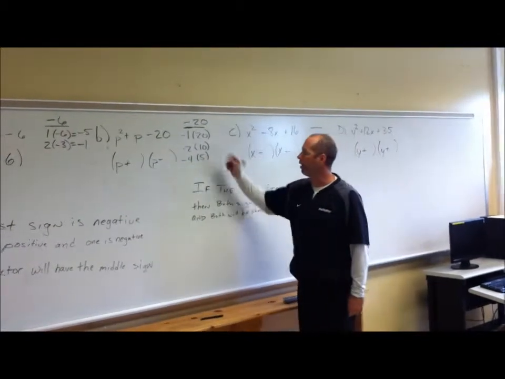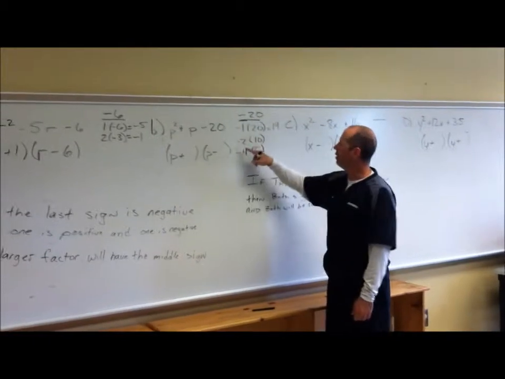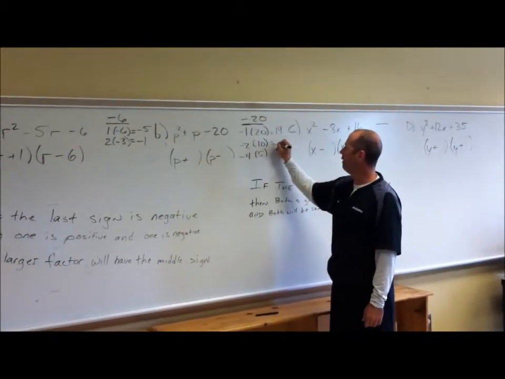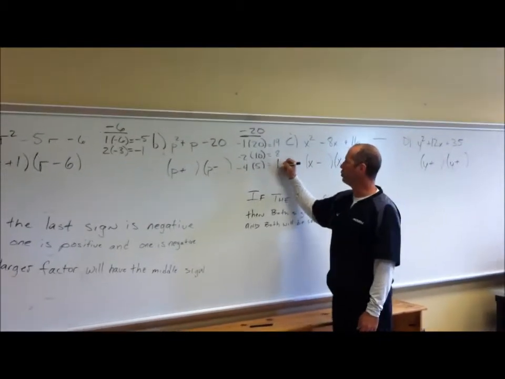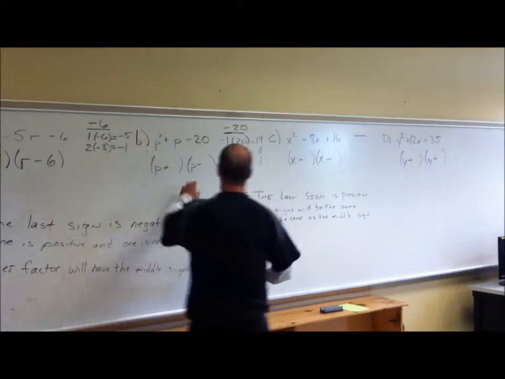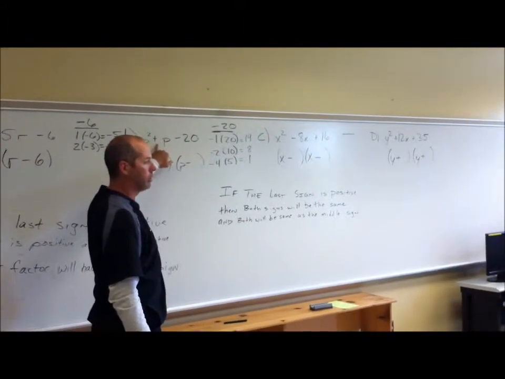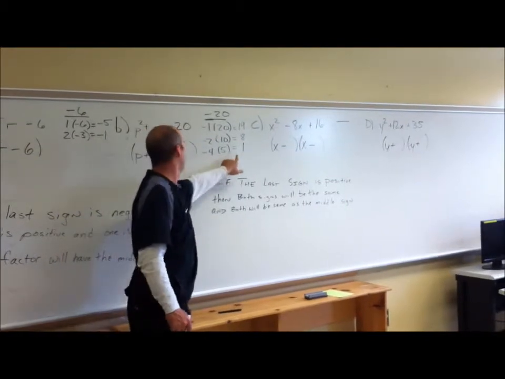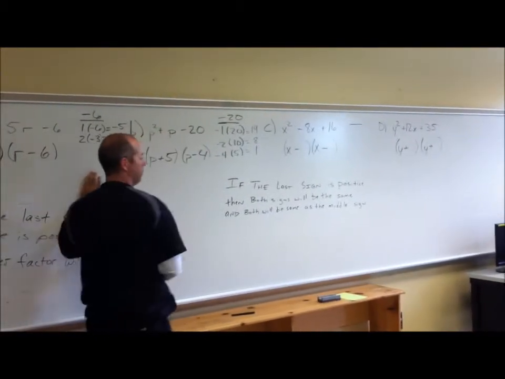Now let's add them all together. Negative 1 plus 20 is 19. Negative 2 plus 10 is 8. Negative 4 plus 5 is 1. Two numbers that multiply to give me negative 20, which we found, but add for a positive 1, which is negative 4 and a positive 5.